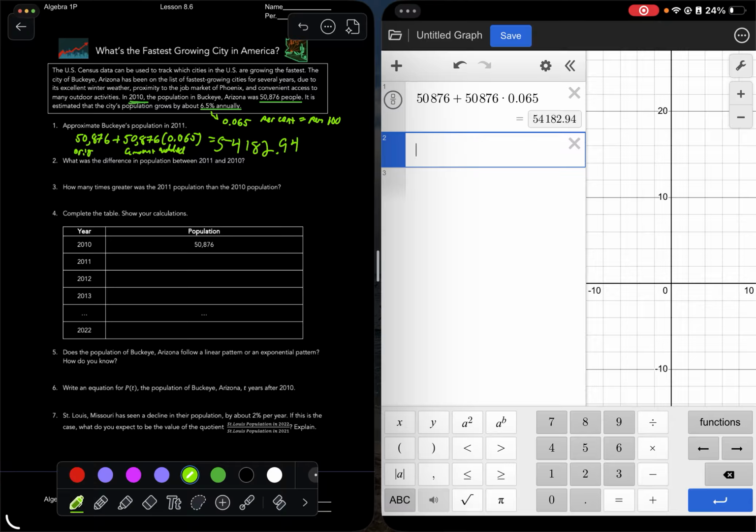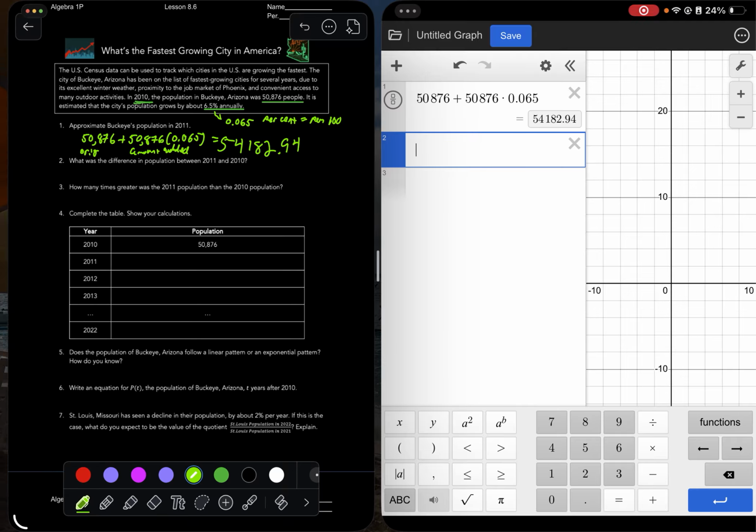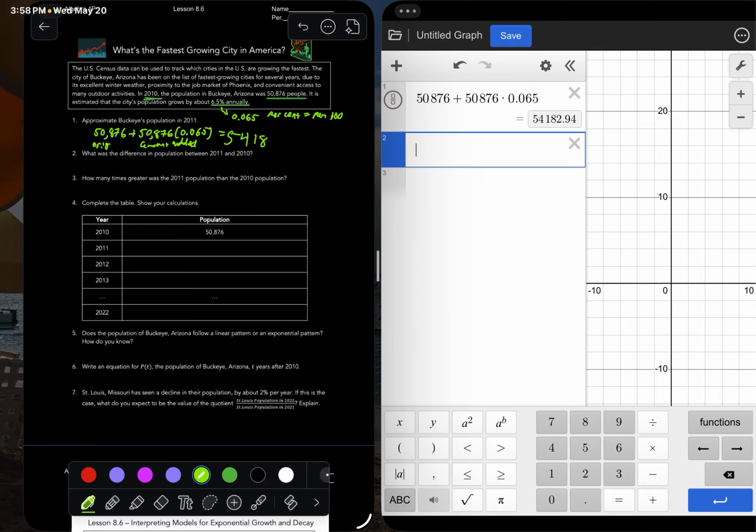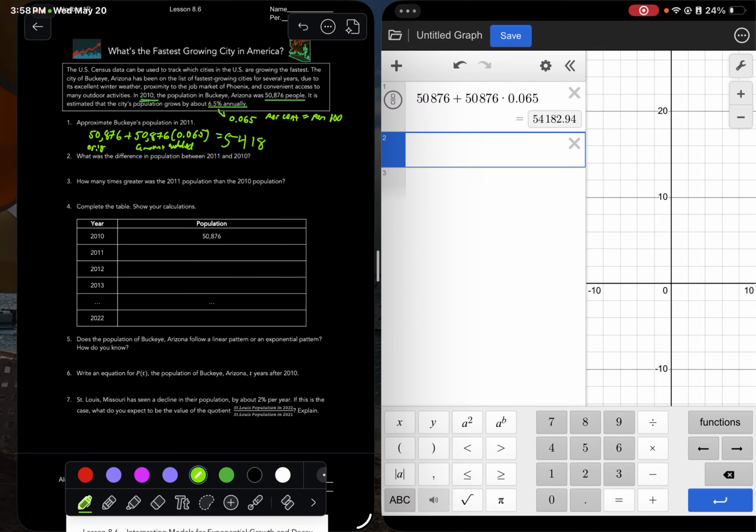Now, we cannot have 0.94 of a person. Either you have a whole person or you don't. So 0.94, we're just going to round that up to the nearest whole number, and that's going to be 54,183 people.